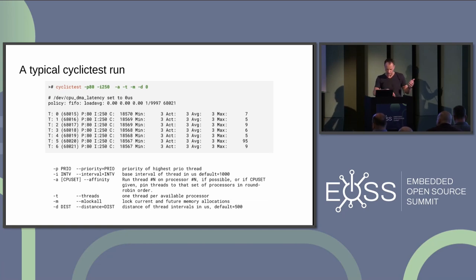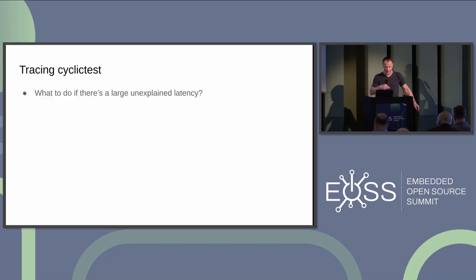That's why I said available processors. Dash M is important. You want to make sure it's mlocked, because right now I don't want to worry about page faults, which could slow things down. So it does mlockall before it executes. It also has an option for the distance of the thread intervals, in microseconds. But there's a whole man page and everything, you can read about it.